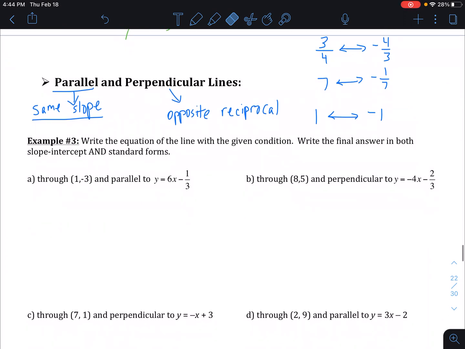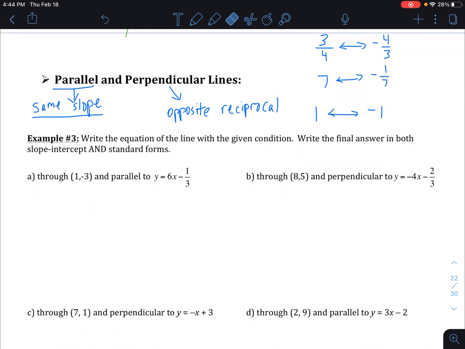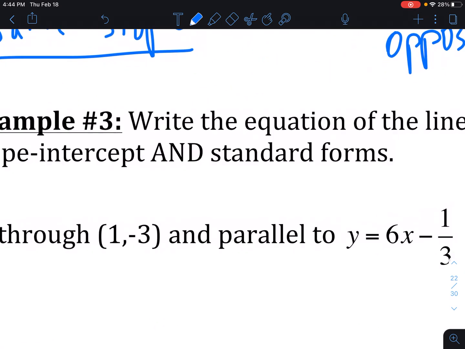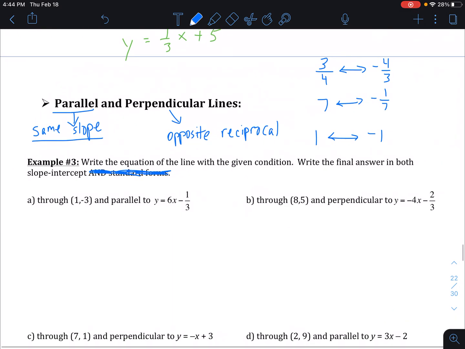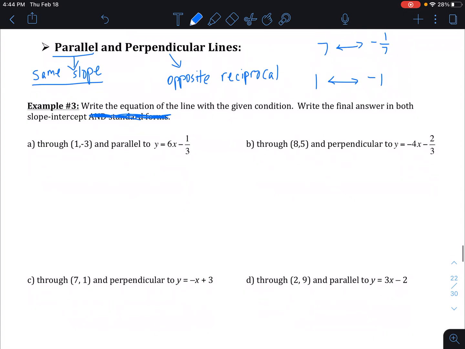So what's going to happen here? Again, my main goal today, the main idea, is to write an equation of a line. Now, it says we're going to write an equation of a line with the given condition. We're going to write the answer in both slope-intercept and standard forms. I'm going to cut that out. We're not going to convert to standard form in my lesson just because I'm trying to save some time here on this video. So we're just going to stop at slope-intercept form.